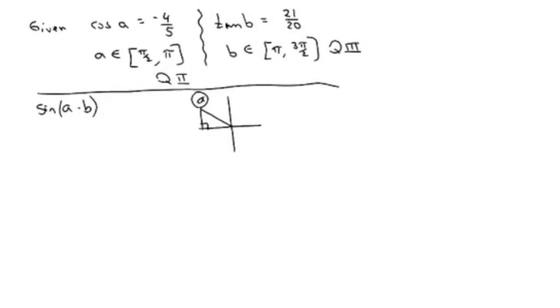Negative 4 would be on the bottom. Back side. 5 up here. And 3 on the other side. Positive 3 on the other side because it's going up. And it's a 3, 4, 5.